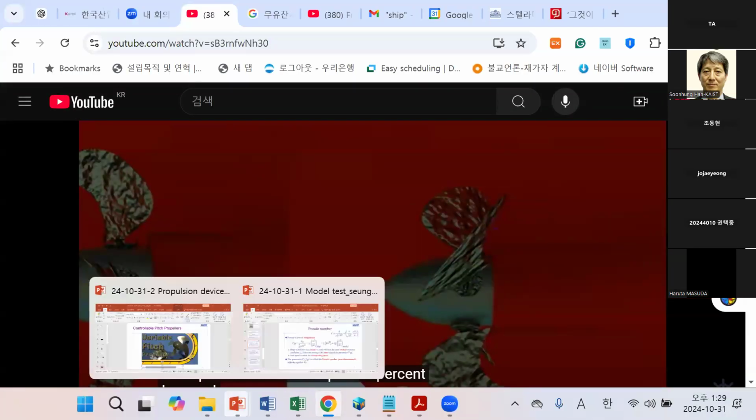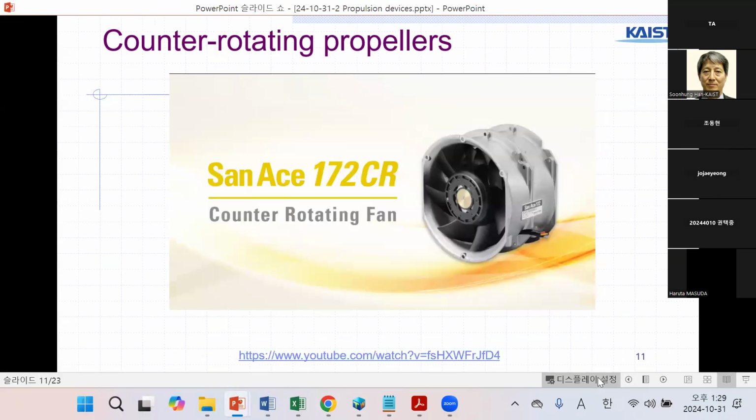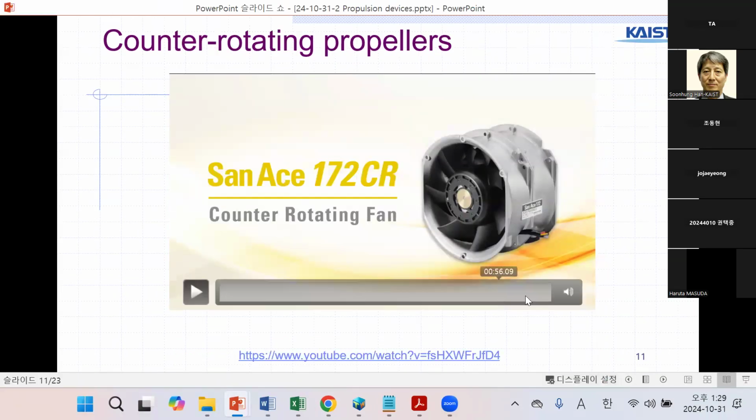CPP is working. Engine. Another control rotating propeller fan or not propeller.